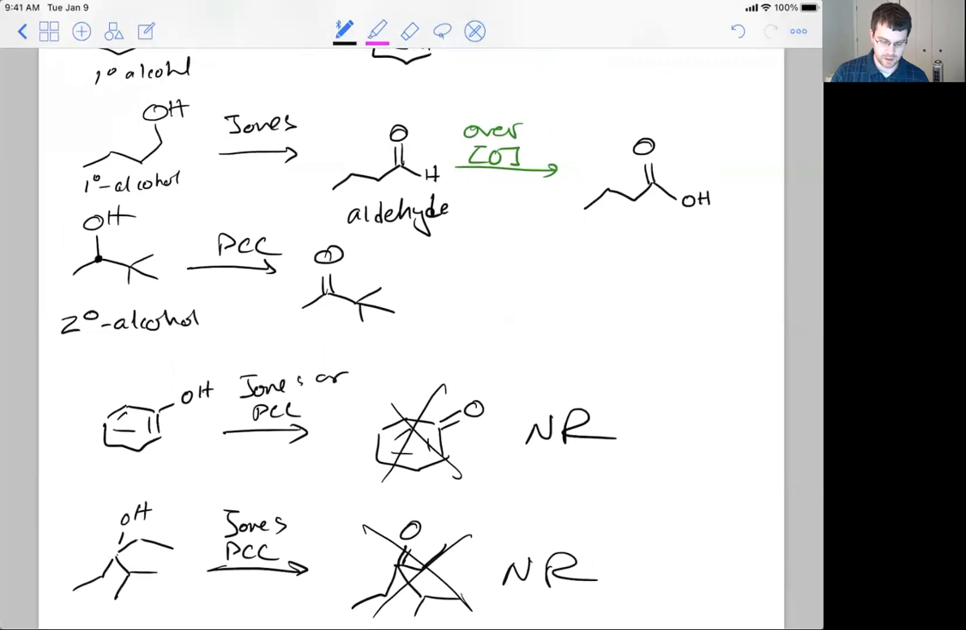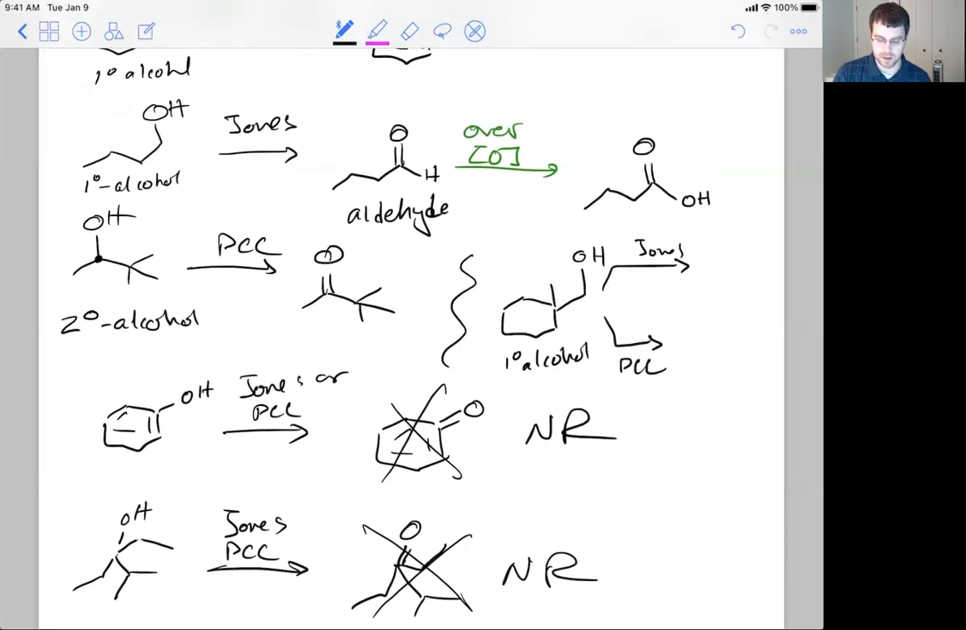Maybe if you still want to see some examples, we could do one more. What if we had this? This again is a primary alcohol. What I like to do with primary alcohols is show what the Jones product would be and the PCC product would be. In the case of the PCC product, we would stop at the aldehyde, which would be this. The Jones process would be that exact same aldehyde, except with an oxygen added in to form the carboxylic acid.